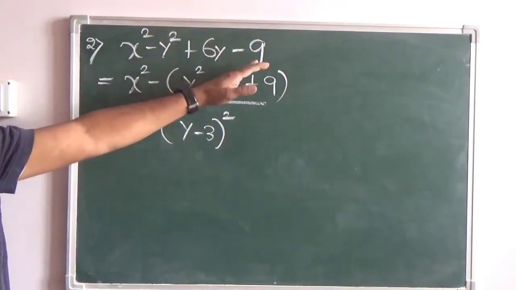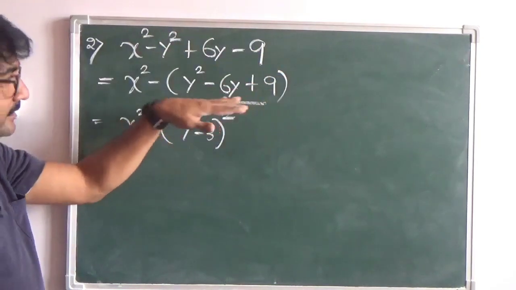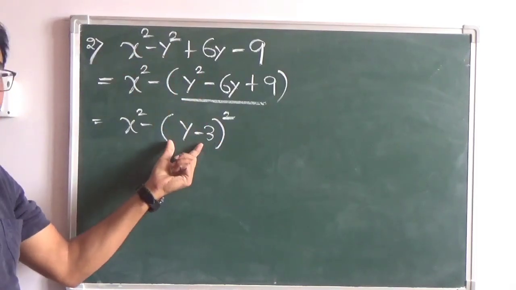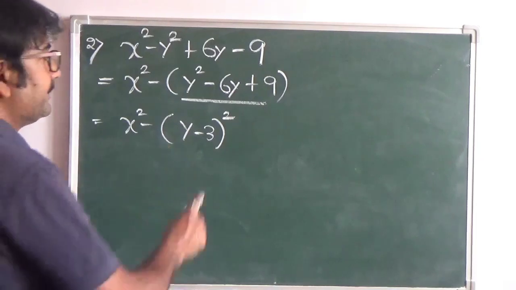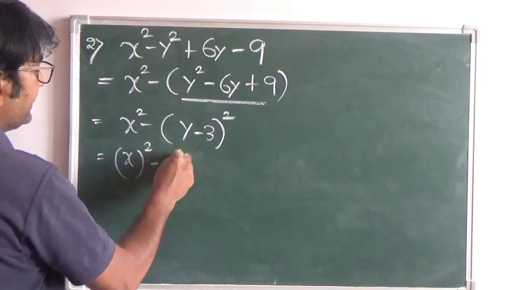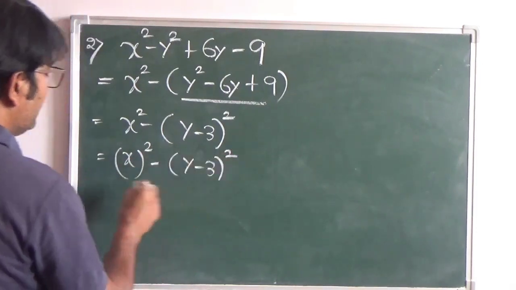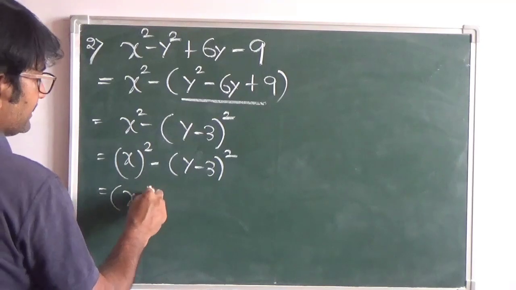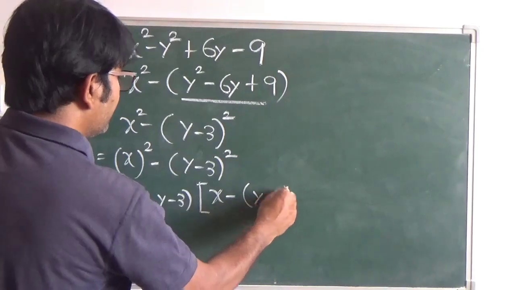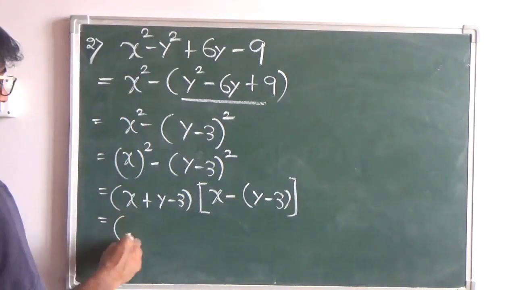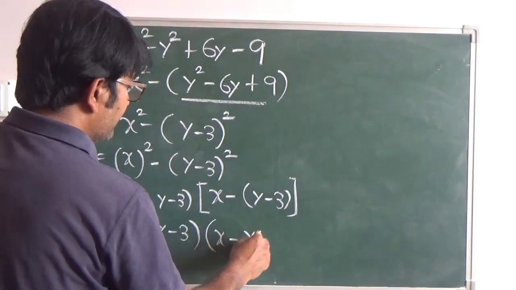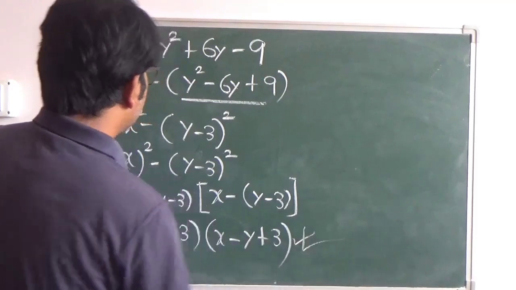You have to be careful. You know it, but even after knowing, you have to see that you can express it in the form of a whole square, that is a square minus b square. Now a is x, and b is y minus 3. So a plus b is x plus y minus 3, and for a minus b, first you write the expression in brackets, then you open it, otherwise you might go wrong with the sign: x minus y plus 3. So this is it.